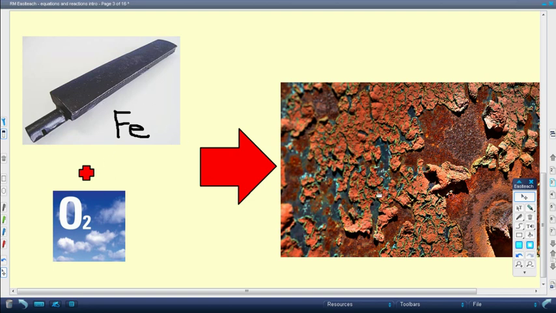The formula for rust is Fe2O3. That is a different formula from Fe, and it's different from O2. Furthermore, as just illustrated, it has very different properties from either of those two substances. Even though rust contains them, it does not have their properties. It would be foolish to think that if you wanted to live, you could breathe rust. Well, rust contains oxygen, and you need oxygen. True, rust contains oxygen, but in a way it doesn't.